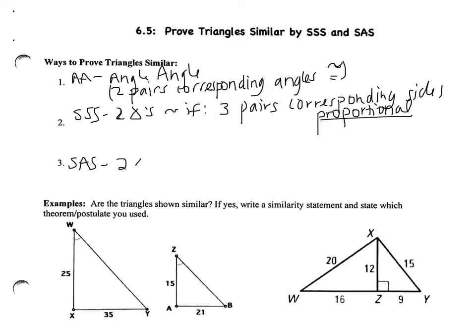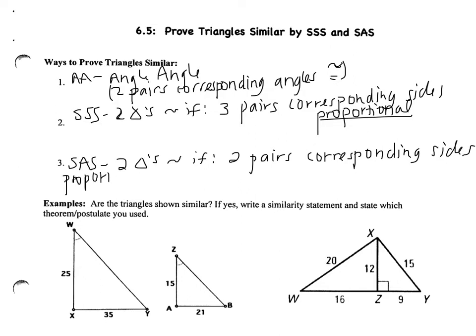And then SAS says two triangles are similar if two pairs of corresponding sides are proportional and the included angles are congruent. Okay, so remember that the included angles are the angles in between the two sides, the angles holding together the two sides. And again, congruent, they have the same measure. So I think it's best to just jump in and do a few examples.